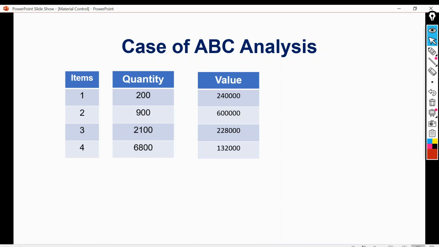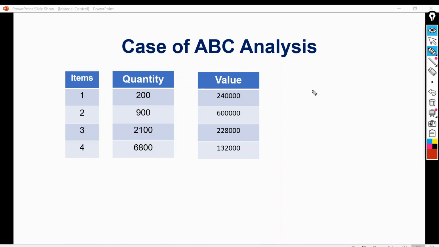This is our example. In any store, items 1, 2, 3, 4 are given. The quantity of item 1 is 200, item 2 is 900, item 3 is 2100 and item 4 is 6800. The value of item 1 is 2,40,000, item 2 is 6 lakh, item 3 is 2,28,000 and item 4 is 1,32,000. Calculate the rupees annual issue for each item in inventory by multiplying the unit cost and the number of units issued.